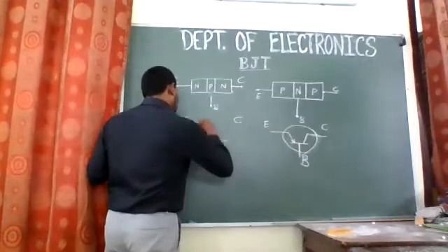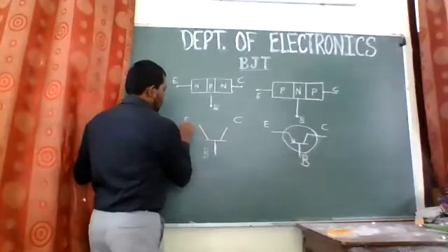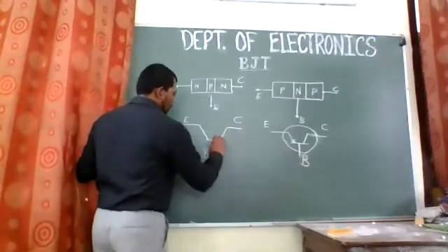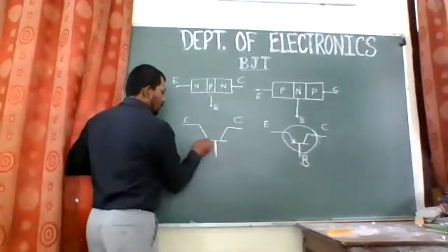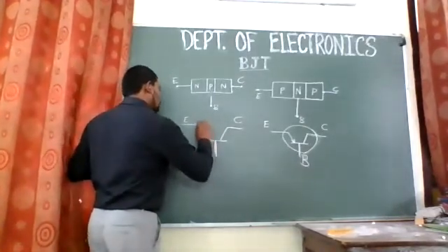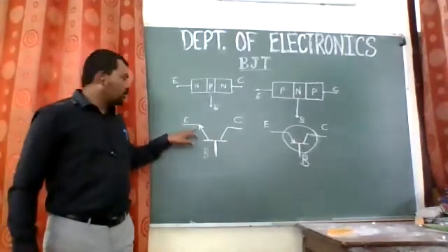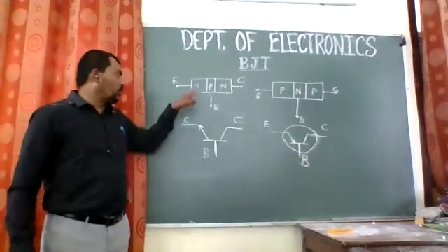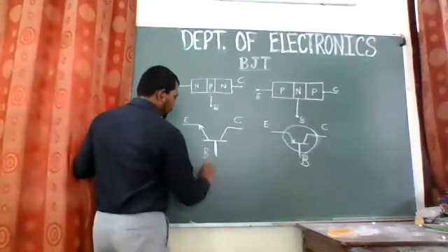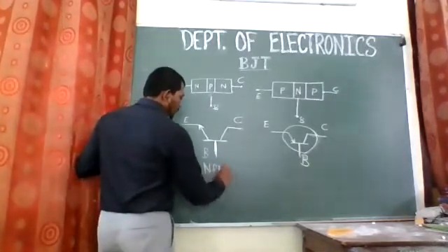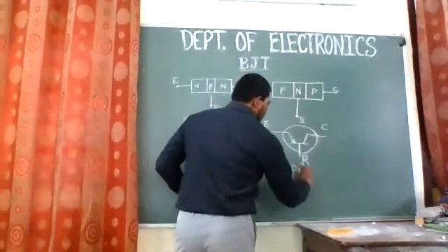I will try to draw a little bigger like this. I'm calling this the emitter, this the base, B. This is the arrow, and I guess it is visible now. This arrow denotes that the current is going to flow from P to N. So this is the symbol of the NPN transistor, and this is the symbol for the PNP transistor.